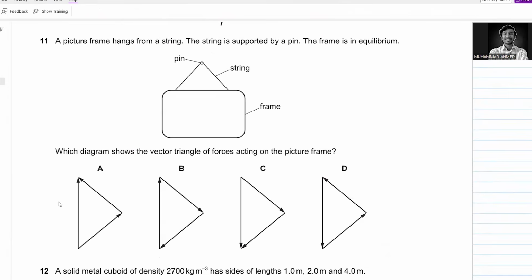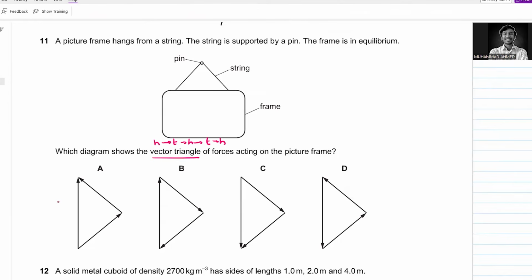Okay, let's see this. A picture frame hangs from a string. The string is supported by a pin. The frame is in equilibrium. Which diagram shows the vector triangle? बेटा वेक्टर ट्रायंगल में मैंने क्या बताया है? All the three vectors are connected in such a way कि हेड टेल से, टेल फिर हेड से, फिर हेड टेल से, फिर टेल हेड से. हेड टेल हेड टेल हेड टेल आपस में कनेक्टेड होते हैं. ऑल थ्री वेक्टर्स आर कनेक्टेड लाइक दिस.